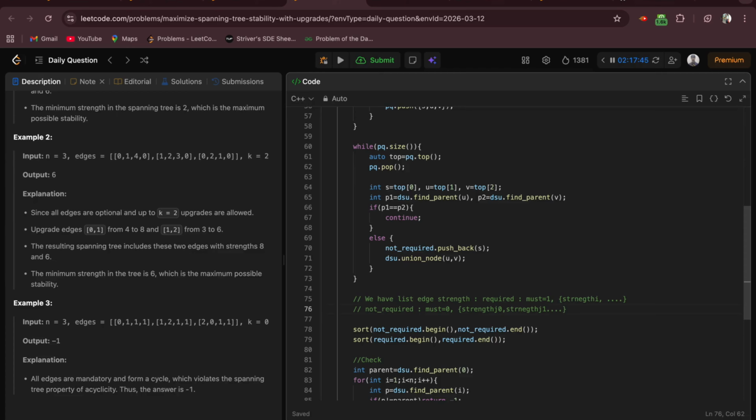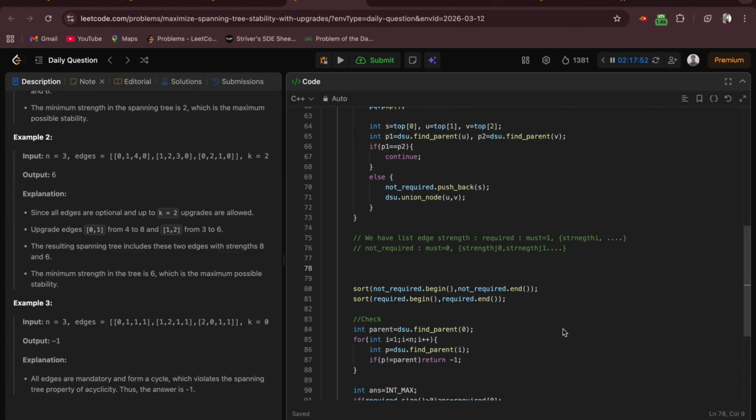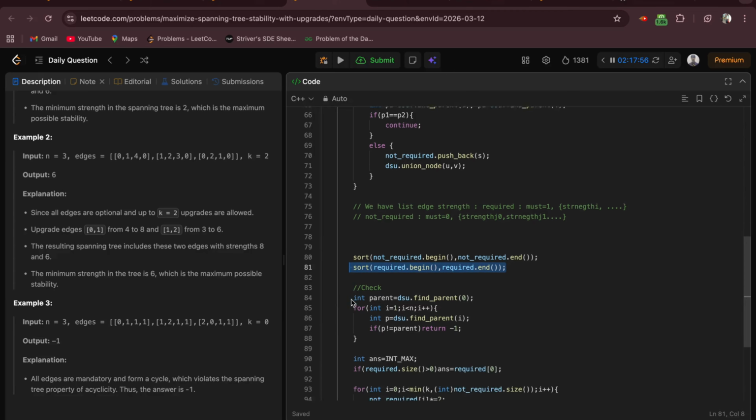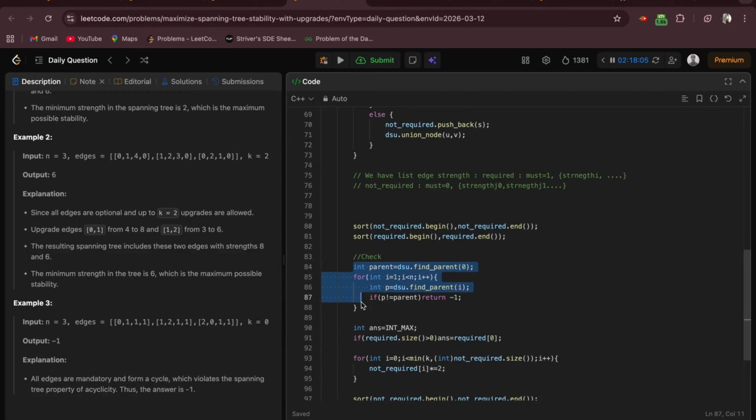Okay, so now let's move to the next part. So we had a strength, take or not take, and what we did is we sorted it, right? As I mentioned, we need to sort it. Now once that sorting is done, what I'm going to do is I will first find whether the graph is connected or not, the final result that we have formed till now.